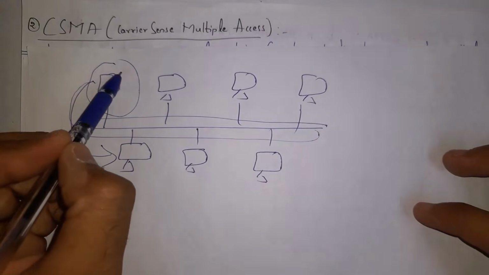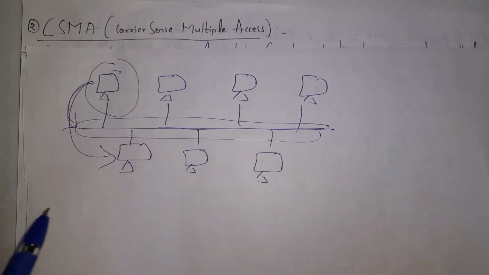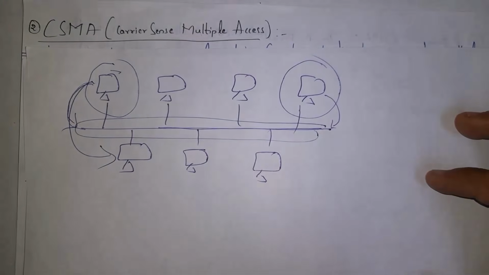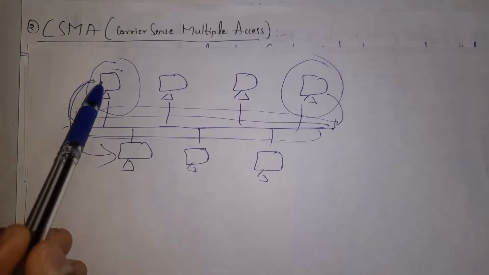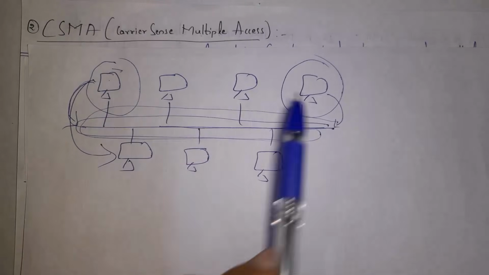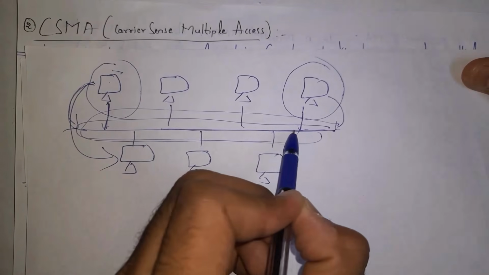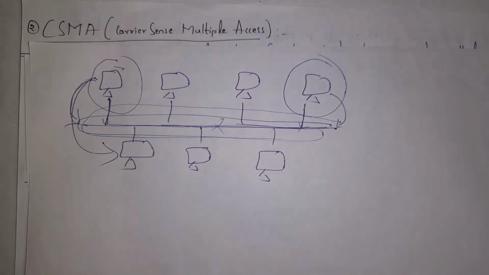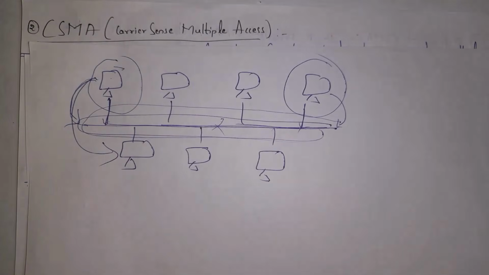For example, this computer wants to send data, so at first it will sense the carrier, whether the channel is free or not. This computer also wants to send data, so it also will check whether the channel is free or not. If two computers sense the channel at the same time, a collision will occur. Both will identify that no other device is sending data, and now two computers will send data at the same time in the single channel. As two computers are sending data at the same time, a collision will occur. So in carrier sense multiple access, if two devices sense the channel at the same time, then a collision will occur.